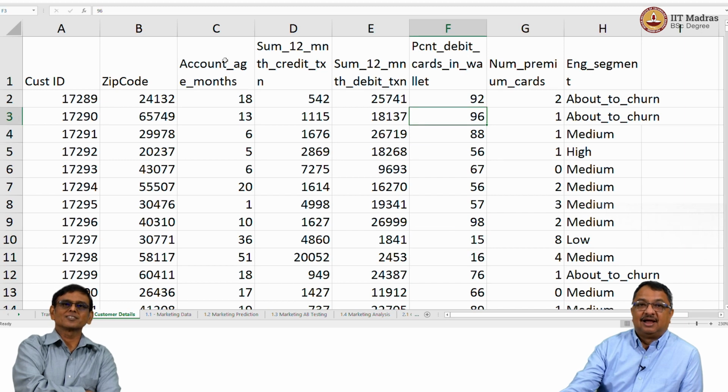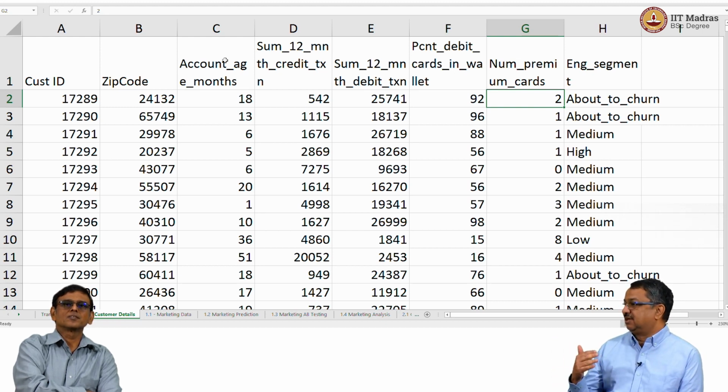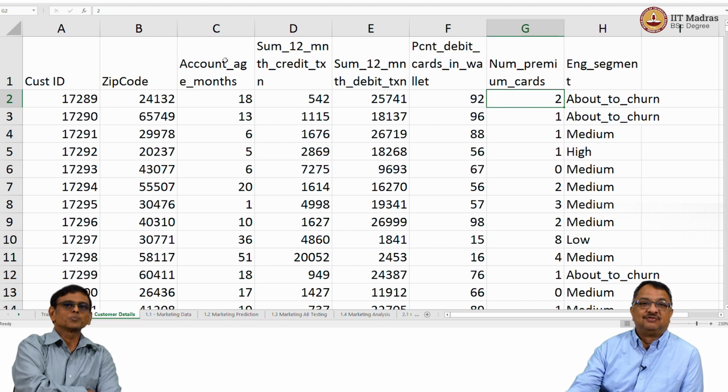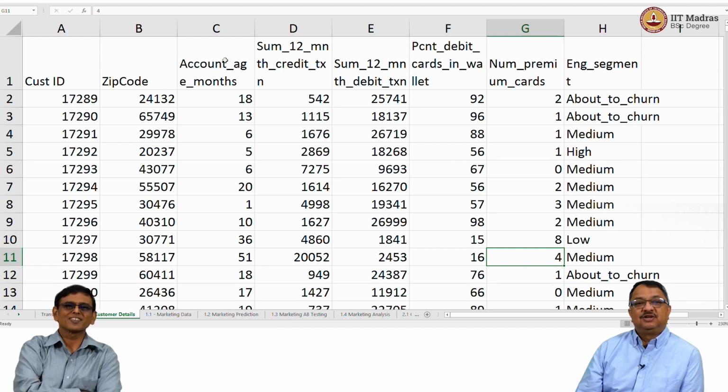And how many premium cards does this person have? Credit cards come in these categories: silver, gold, platinum and so on. So platinum and above, how many does he have? Again, the 51-month person presumably has more credit cards, so you'll have more platinum cards. Correct. The 51-month-old guy has 4 premium cards.